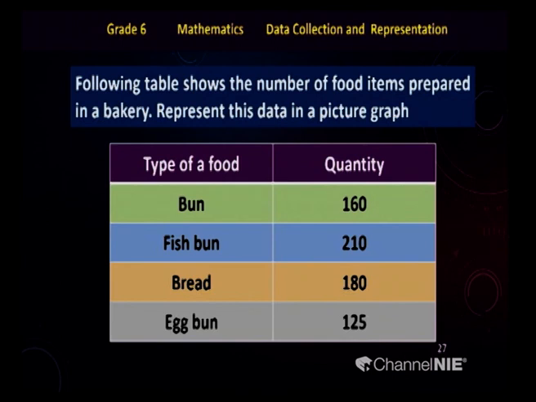Here, what are the types of food? Bun, fish bun, bread and egg bun. So, tell me what are the quantities here? 160 buns, 210 fish buns. It may be a large bakery. Then 180. How many breads? 180 breads and 125 egg buns. We will see how to represent this data in a picture graph.